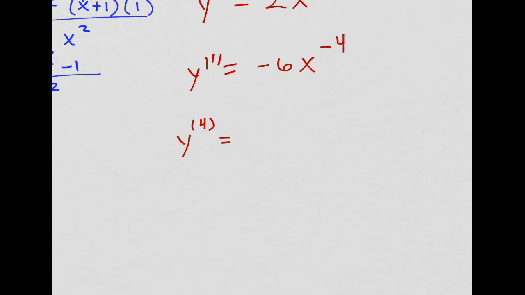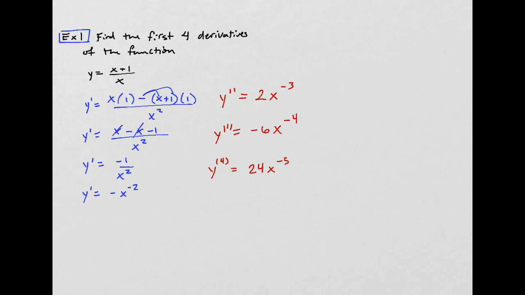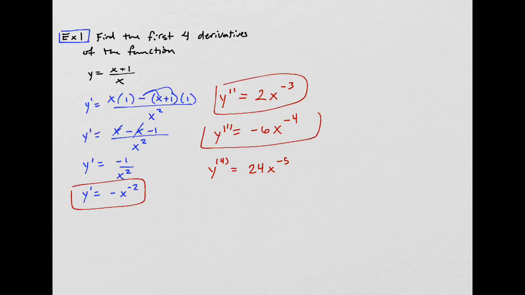So what do we have? Positive 24, right? I take that down, multiply it, becomes positive. X to the negative 5. And that's it. I suppose, what was it asking? Find the first 4 derivatives, so this is my answer. And that, and that, and that.